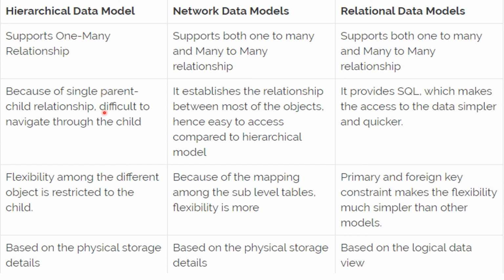Because of single parent-child relationship, in the hierarchical model it is difficult to navigate through the child. The network model establishes the relationship between most of the objects, hence it is easy to access compared to the hierarchical model. The relational model provides SQL, which makes access to the data simpler and quicker. Then the hierarchical model is flexible among the different objects and is restricted to the child. In the network model, because of the mapping among the sub-level tables, flexibility is more. In relational, primary and foreign key constraints make the flexibility much simpler than other models.